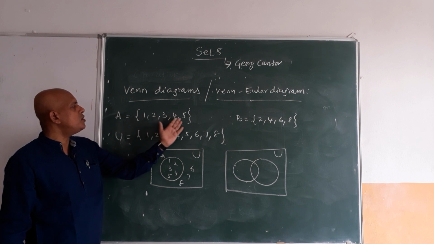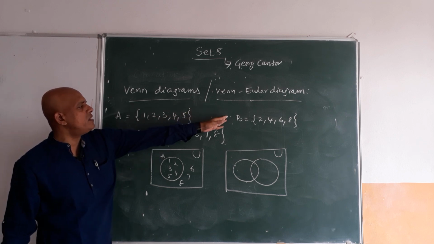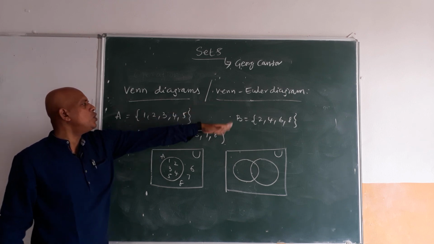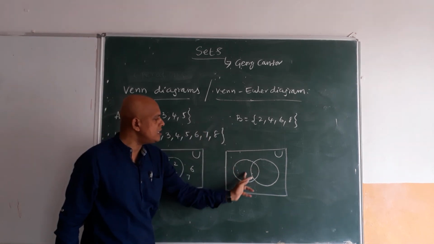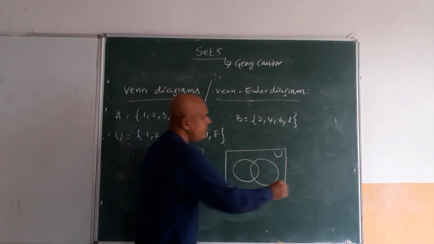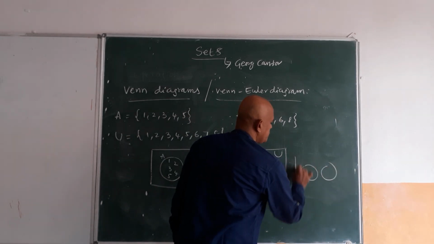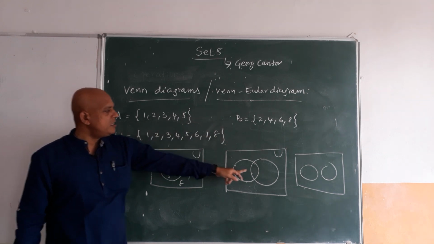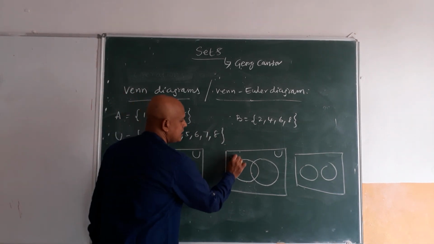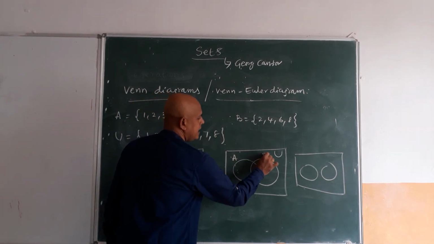When A is equal to 1, 2, 3, 4, 5 and B is equal to 6, 7, 8, 9, 10, then there are no common elements in A and B, so they are called disjoint sets. Then the circles will not be overlapping. We draw the circles individually, right? But here there are common elements, that's why the circles are overlapping. Let us take the first circle as A and the second circle as B.